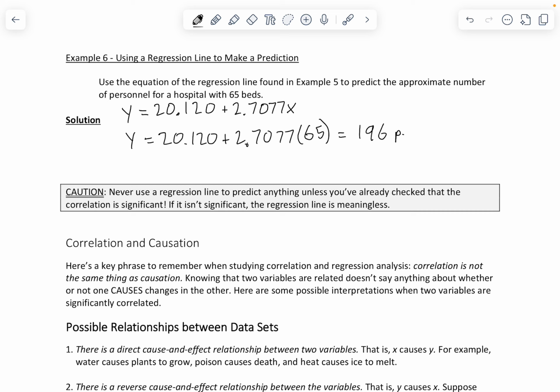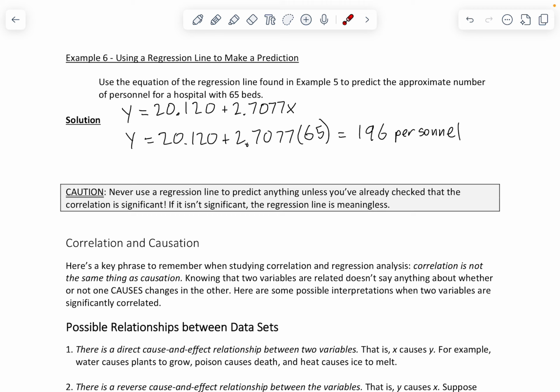Okay. Now, this does not mean that every hospital with 65 beds will have exactly 196 personnel, right? It's not necessarily saying that, but it's an estimate, right? It's a prediction that it would be probably somewhere in the ballpark, pretty close to 196 personnel.